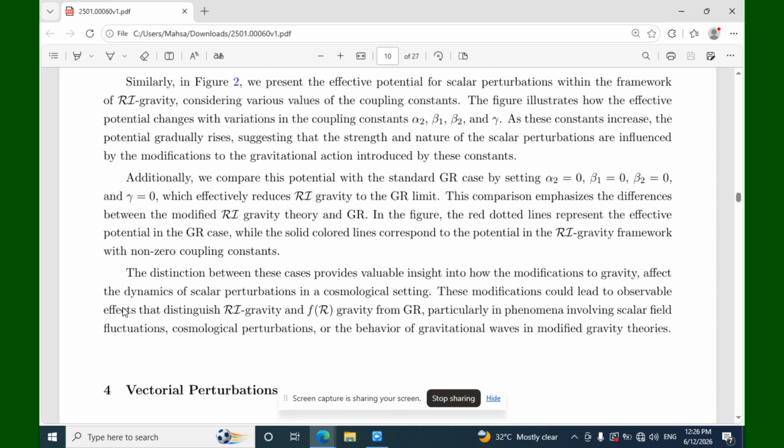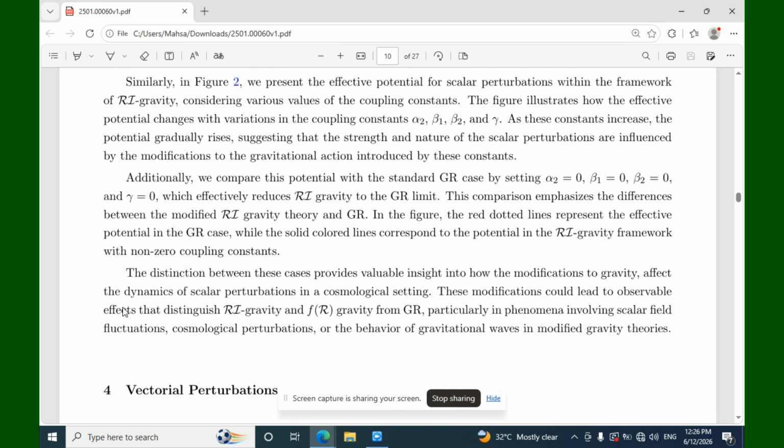Additionally, we compare this potential with the standard general relativity case by setting α2 equal to 0, β1 equal to 0, β2 equal to 0, and γ equal to 0, which effectively reduces Ricci inverse gravity to the general relativity limit. This comparison emphasizes the differences between the modified Ricci inverse gravity theory and general relativity.